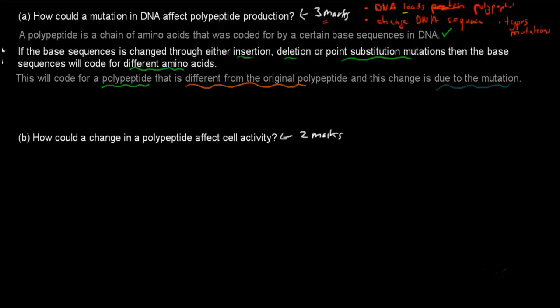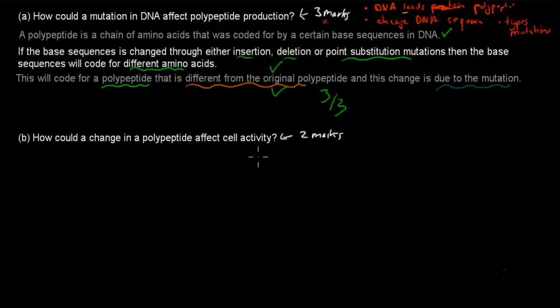Right? So here we've gotten all of 3 marks. We've said what DNA does, it codes for polypeptides. What happens if we have a mutation? That means the amino acids that are the building block of polypeptides get changed. And if the amino acids get changed, that means the polypeptide will also be different. And that's your 3 marks here.